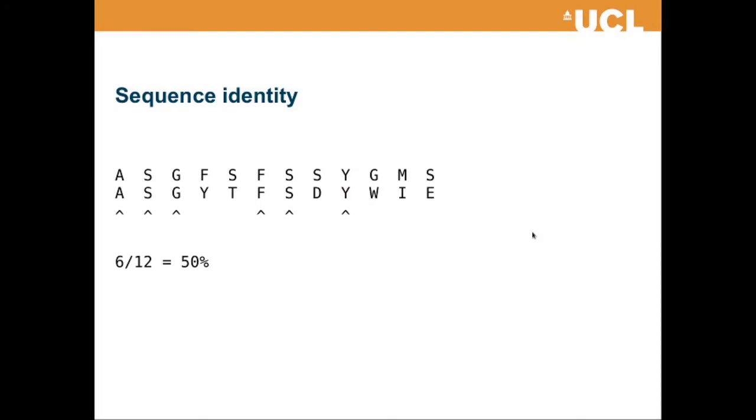So in calculating the sequence identity, you should have put the two sequences together and found the amino acids that match, and you should have found that 6 out of 12 of the amino acids match, giving you 50% sequence identity.